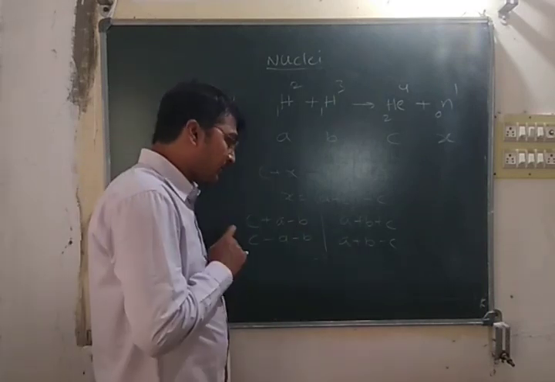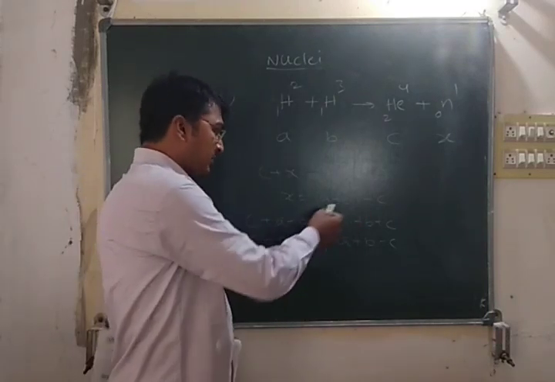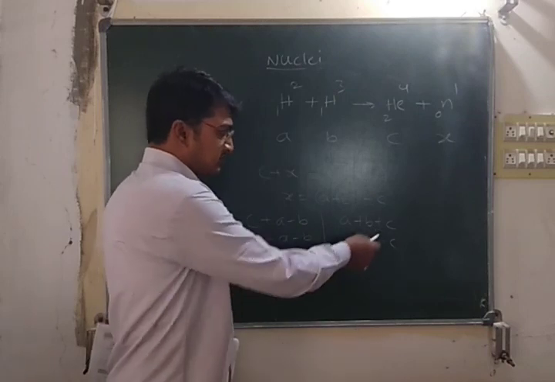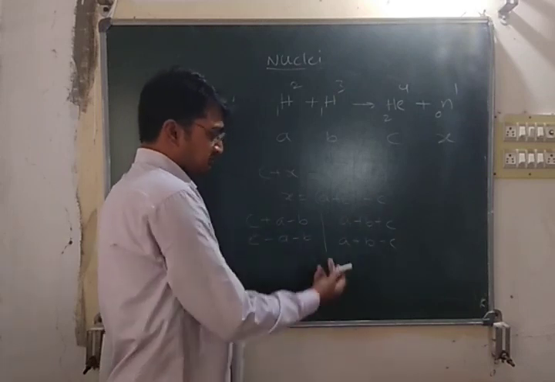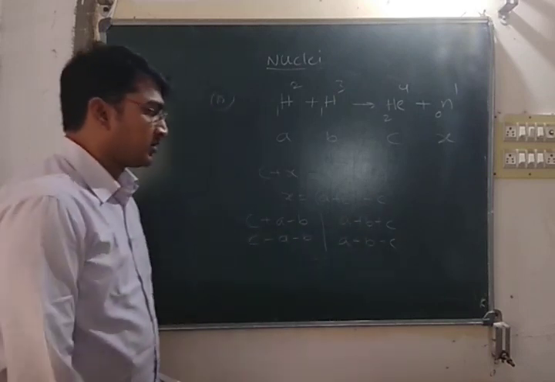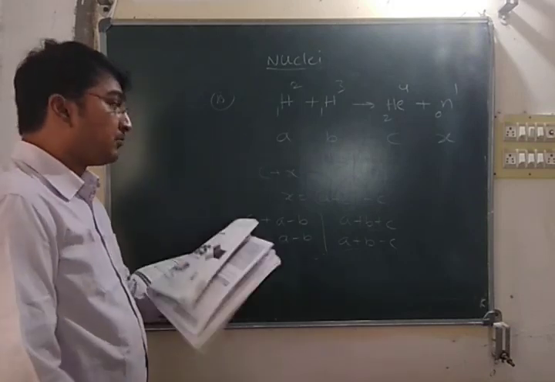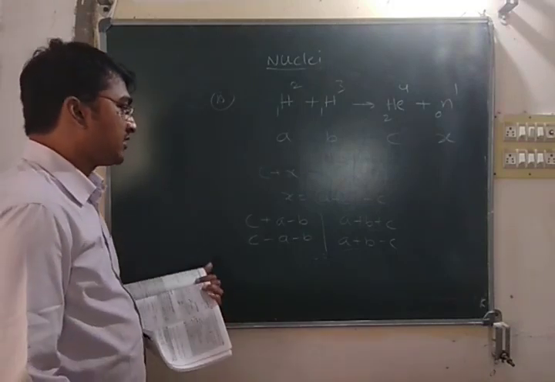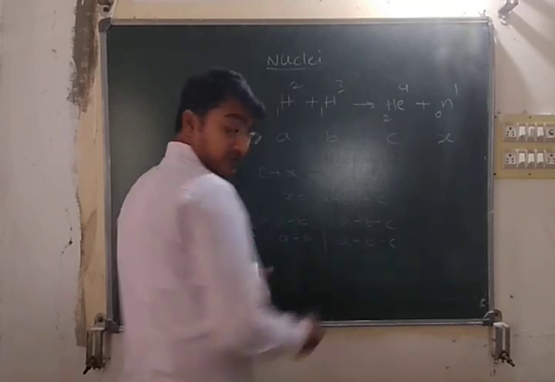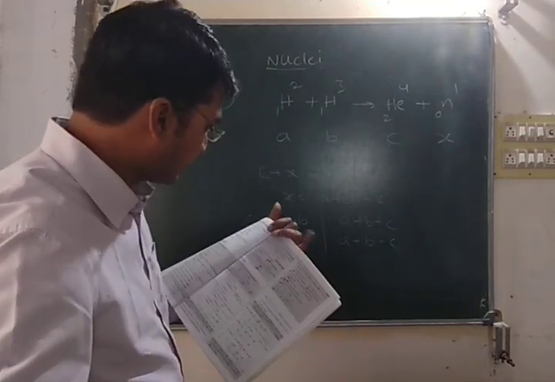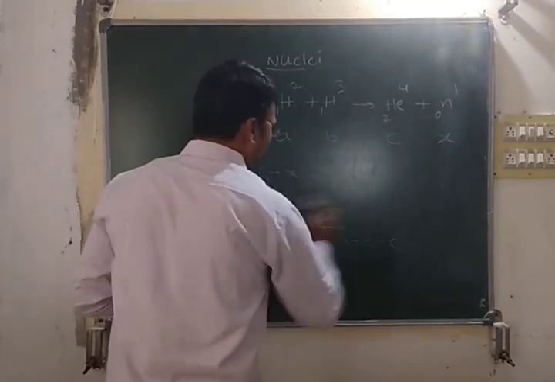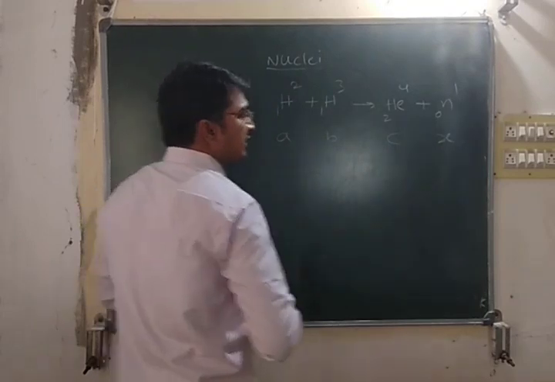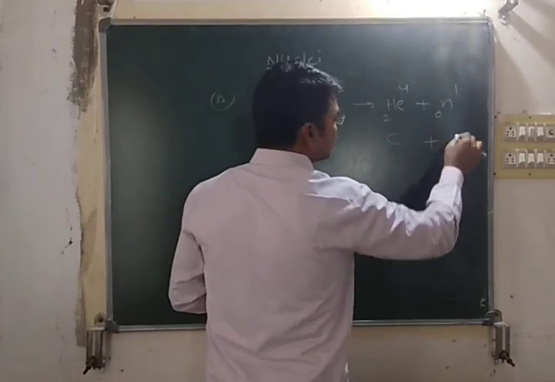So which is suitable generally? A plus B positive. C is negative. You can take it. But A plus B, and one more chance is there. If you take that, so the options given. So let us assume the amount of energy released.